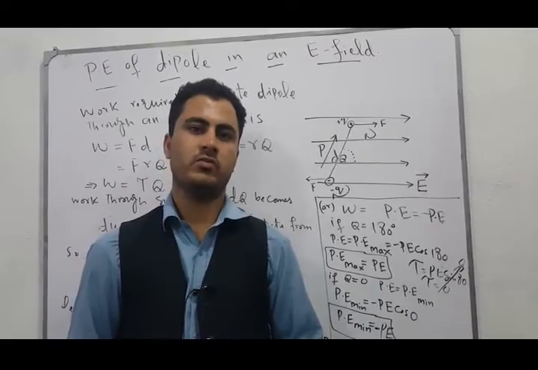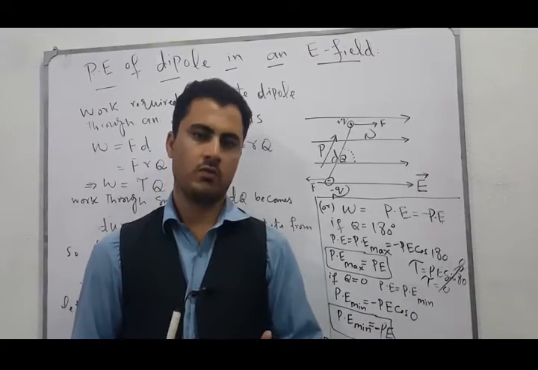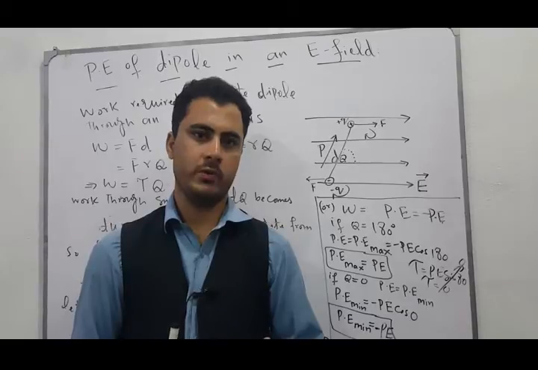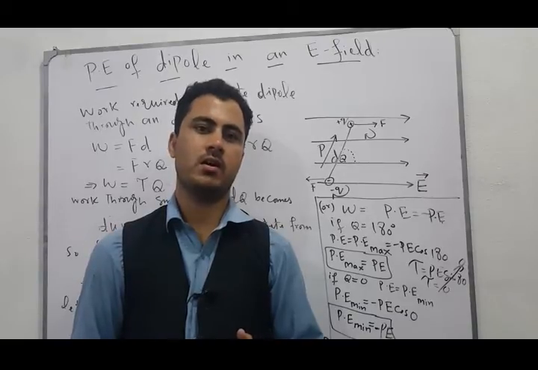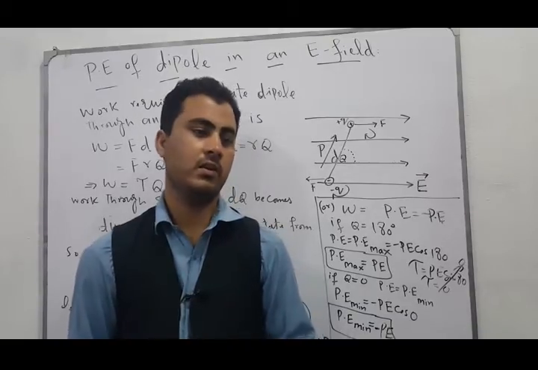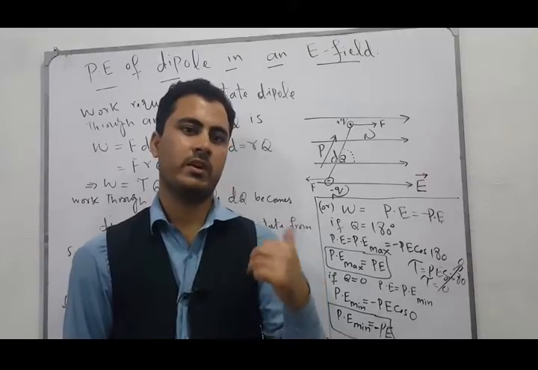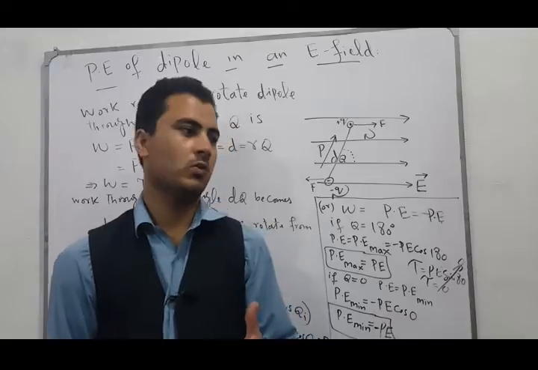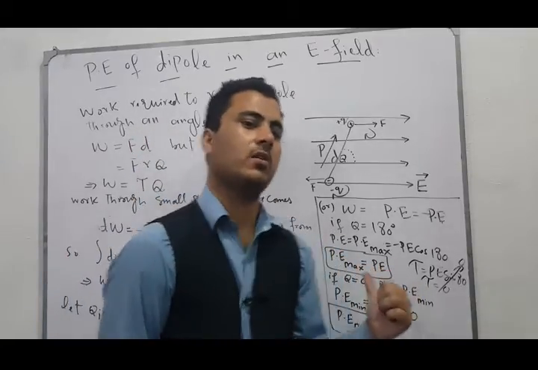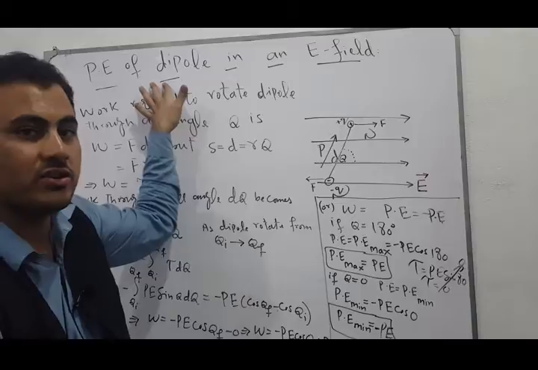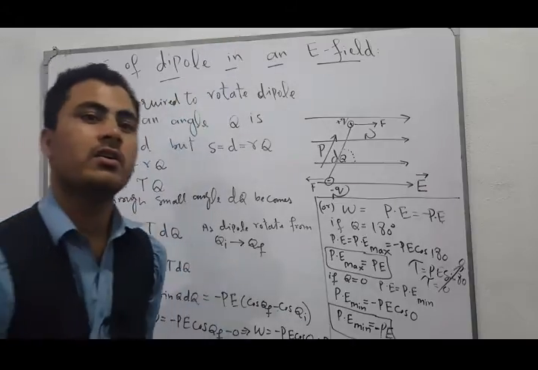In our previous classes, we already discussed what is a dipole, what is the electric field at a point P due to a dipole, and how we can investigate torque on a dipole in a uniform electric field. Our today topic is also an extension of our previous topic about dipole. So let's discuss our today topic. Our today topic is basically the potential energy of a dipole in a uniform electric field.